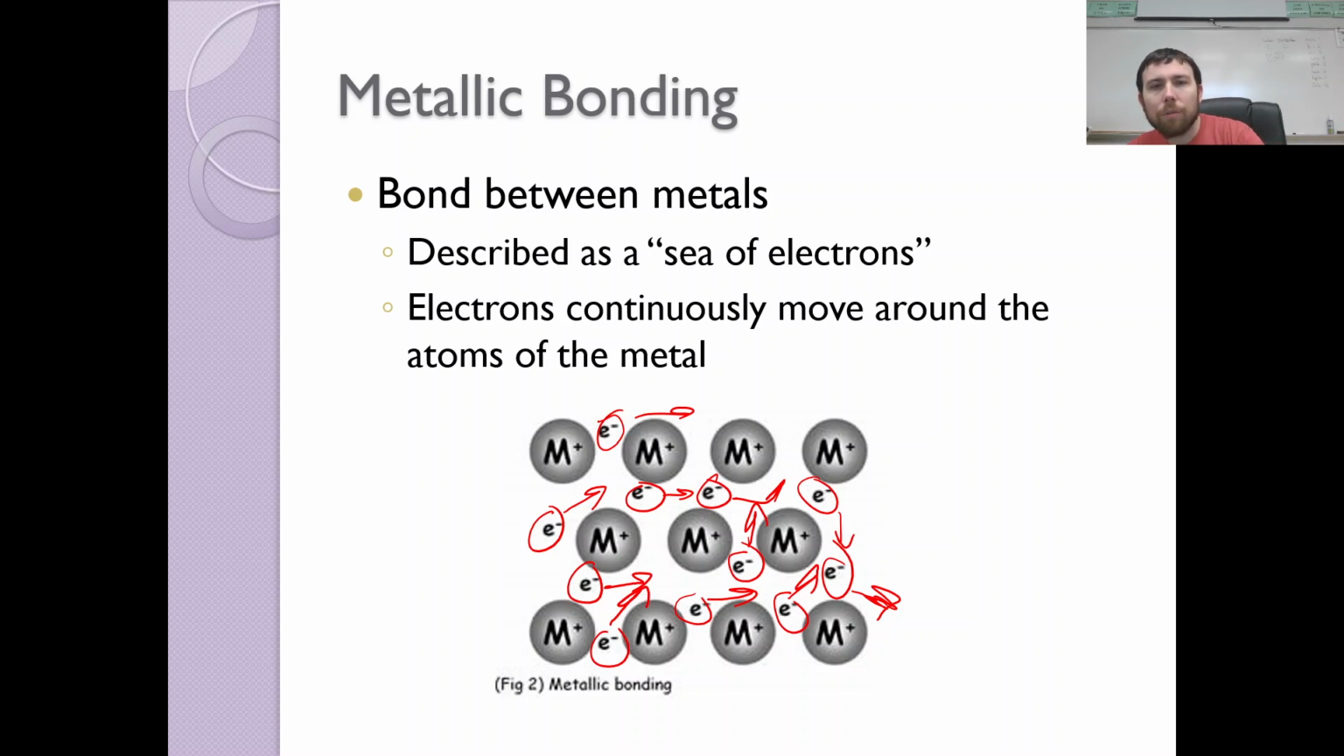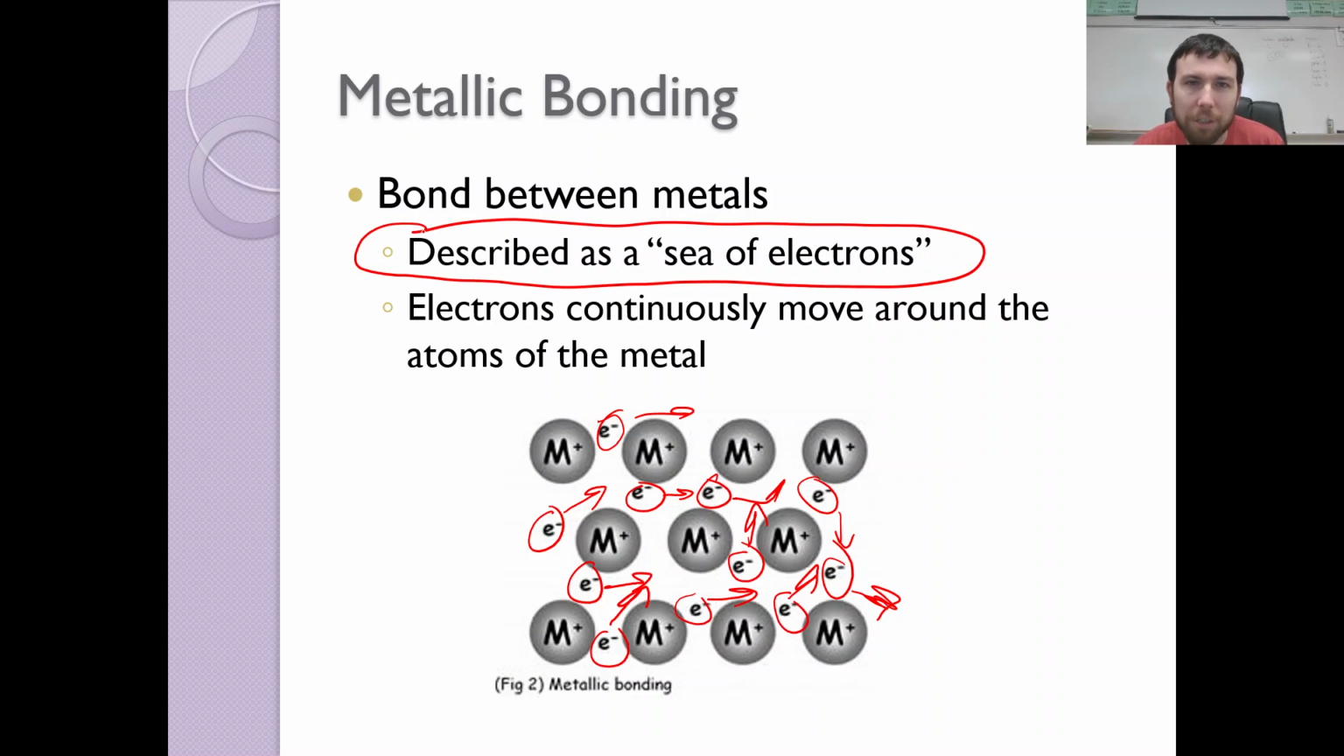And so what we start to see is that the charge gets distributed evenly over all the metal atoms. Because of that continuous motion, we describe metallic bonding as a sea of electrons. Again, that's because the electrons are just continuously moving around the metal. Now, I don't anticipate you seeing much about metallic bonding. Honestly, if you see something, it's probably going to say, how would you describe the bonding? And you just simply use the phrase sea of electrons, and you're probably good to go.